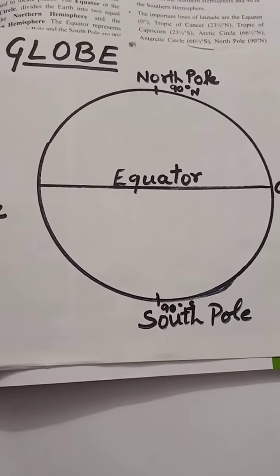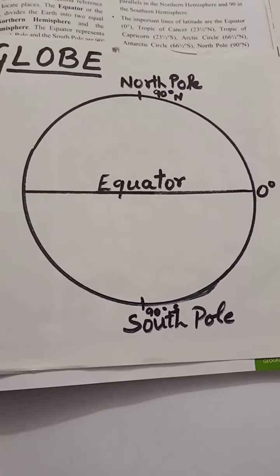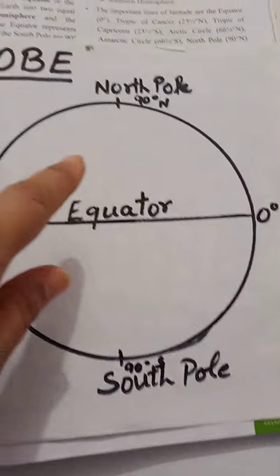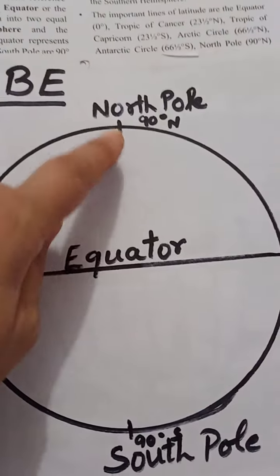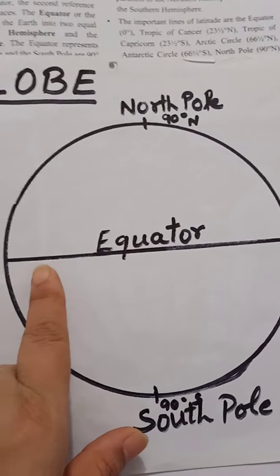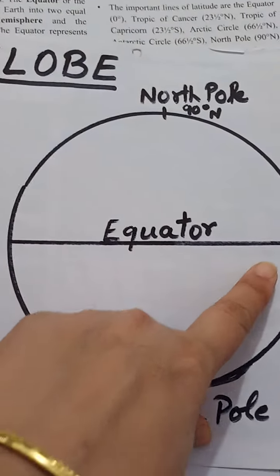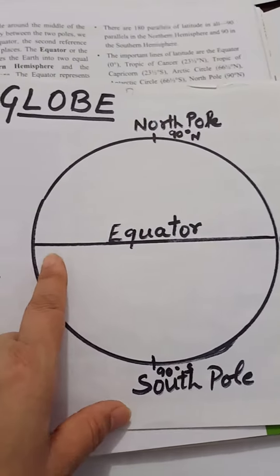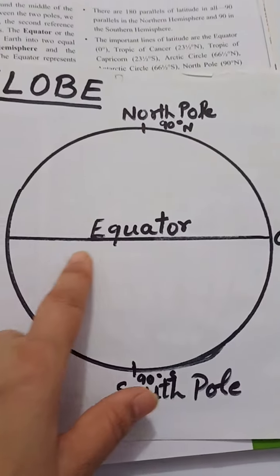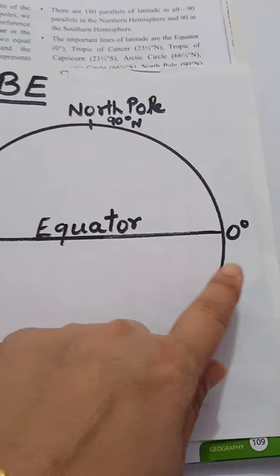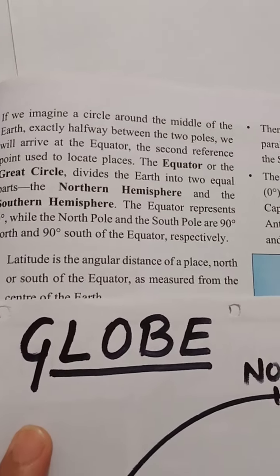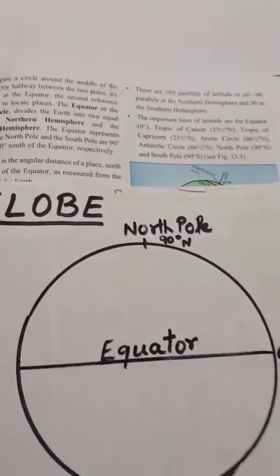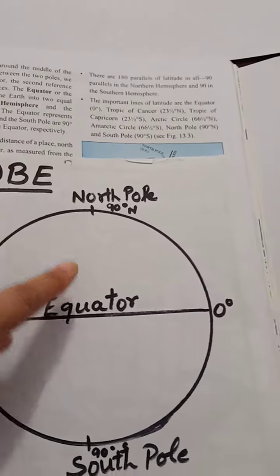So it is given in this paragraph that on the Earth, two points are the main points, the North Pole and the South Pole. We can locate places with the help of the North Pole and the South Pole, and the second part is the equator. If we cut the Earth in half, then the equator will be the biggest circle, so it is also known as the Great Circle. The equator, or the Great Circle, divides the Earth into two equal parts. The two equal parts are the northern hemisphere and the southern hemisphere.